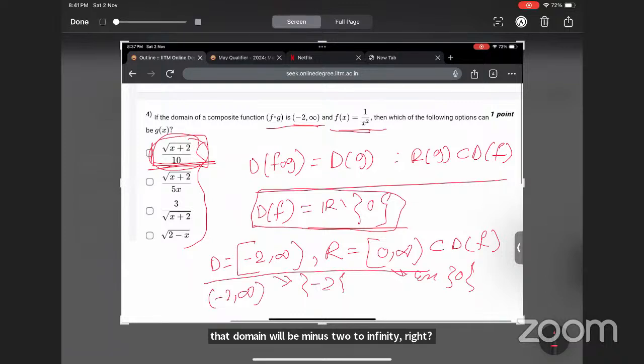So clearly this is satisfying this condition. So this is a possible correct answer, right?